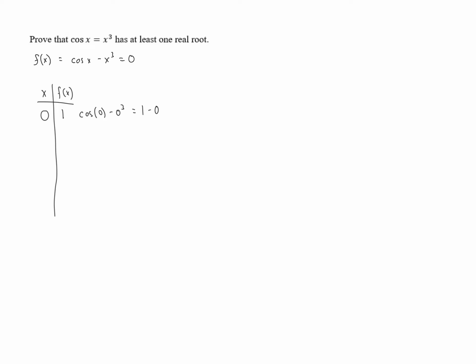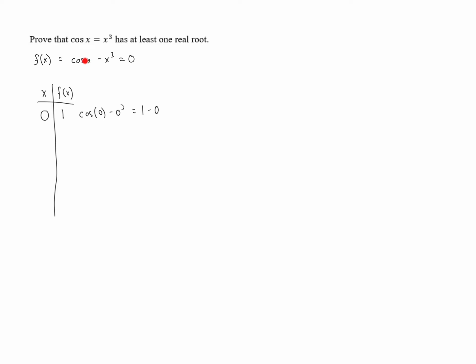We also want a negative value for f of x. And I can see here, we've got this minus x cubed here. And so the larger x gets, the larger in the negative direction this is going to get. So we might want to pick a larger value for x. Here's the thing. If we pick a value like x equals 2, we're going to have to take cosine of 2, which will require a decimal approximation.